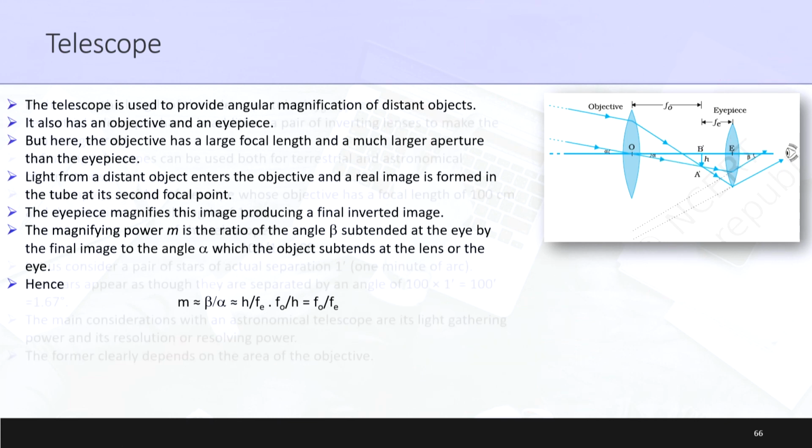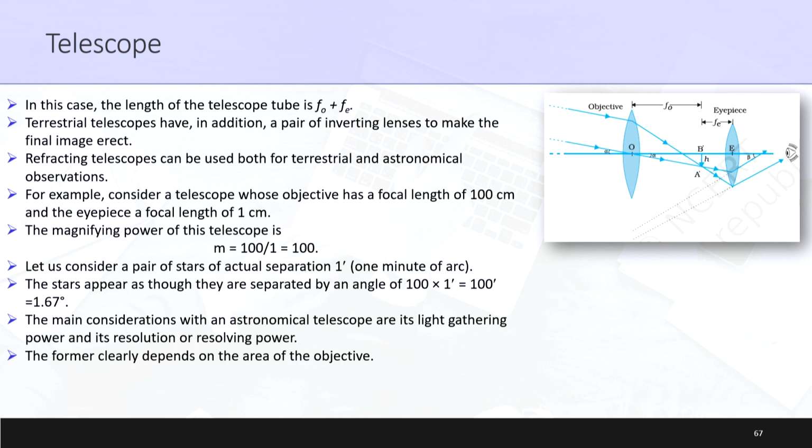Let us move on. In this case, the length of the telescope tube is f naught plus fe, quite evident, as you can see. This is the total tube length, that is f naught plus fe. You just need to remember all these things, because it can be asked what is the tube length for your telescope, what is the tube length for your microscope, and so on. So here in this case, the length of the telescope tube is f naught plus fe.